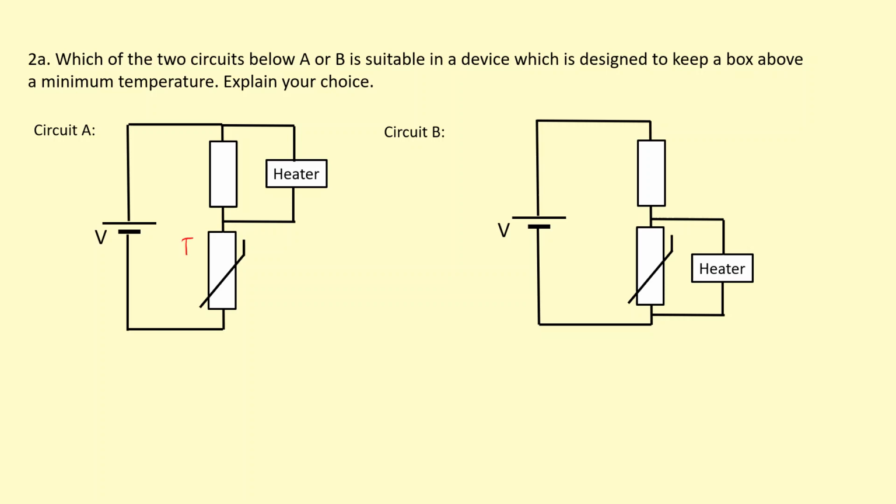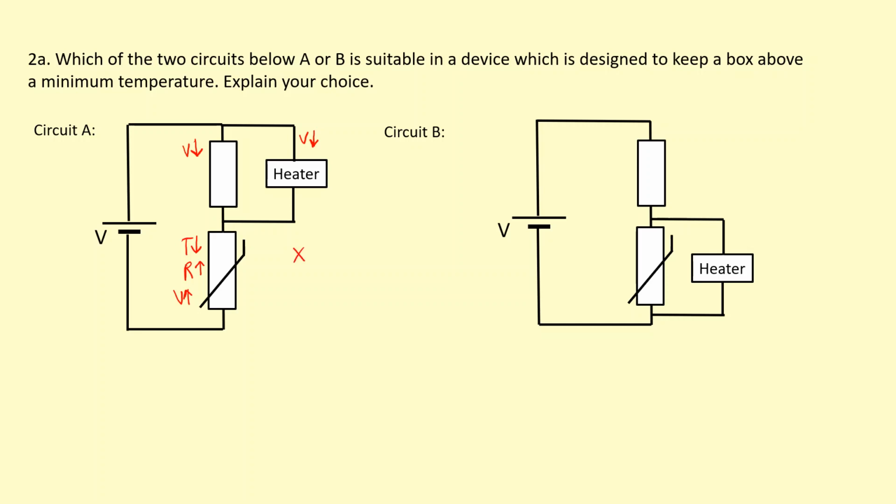As the temperature here starts to decrease, we know the resistance is going to increase because there's a negative temperature coefficient thermistor. So if the resistance of this thermistor increases, it's going to get a larger fraction of the voltage compared to the fixed resistor. So the voltage of the fixed resistor will decrease. And because that fixed resistor is in parallel with the heater, the voltage across the heater will decrease as well. So as the temperature decreases, the voltage across the heater decreases. That's not what we want, because we'd want the heater to receive a larger voltage and turn on. So this circuit is not suitable.